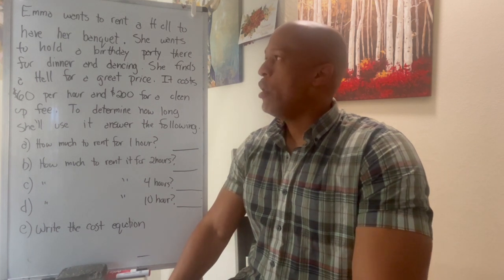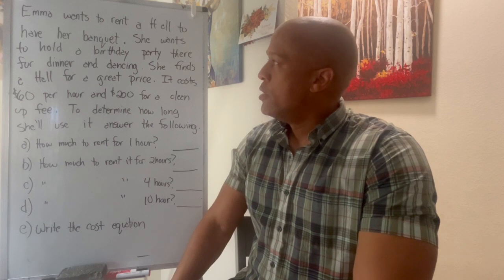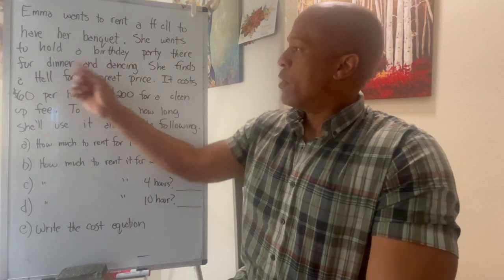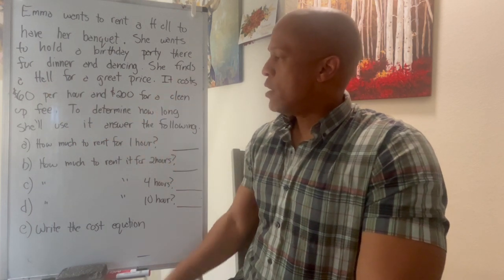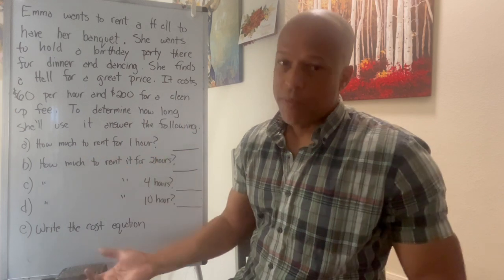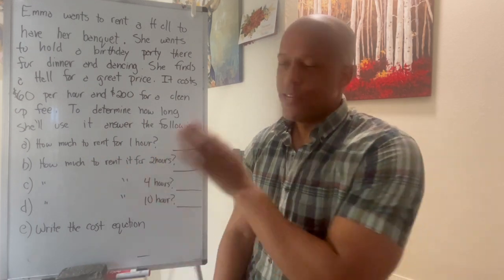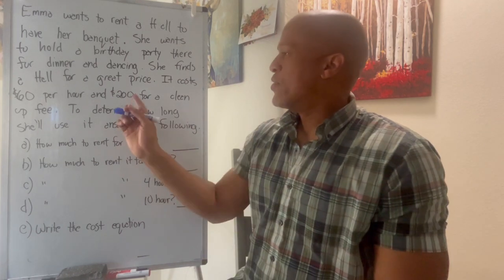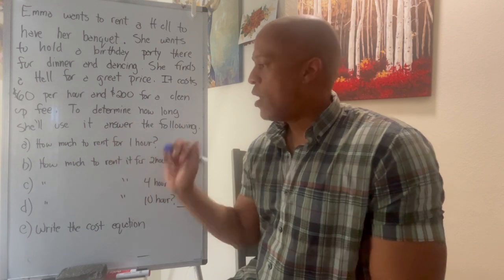So Emma wants to rent a hall to have her banquet. She wants to hold a birthday party for a dinner and dancing. She finds a hall for a great price. It costs $60 per hour and $200 for a cleanup fee. Now, I have no idea what these costs are. That doesn't matter. What we want to do is do the math, right? So to determine how long she'll use it, answer the following.